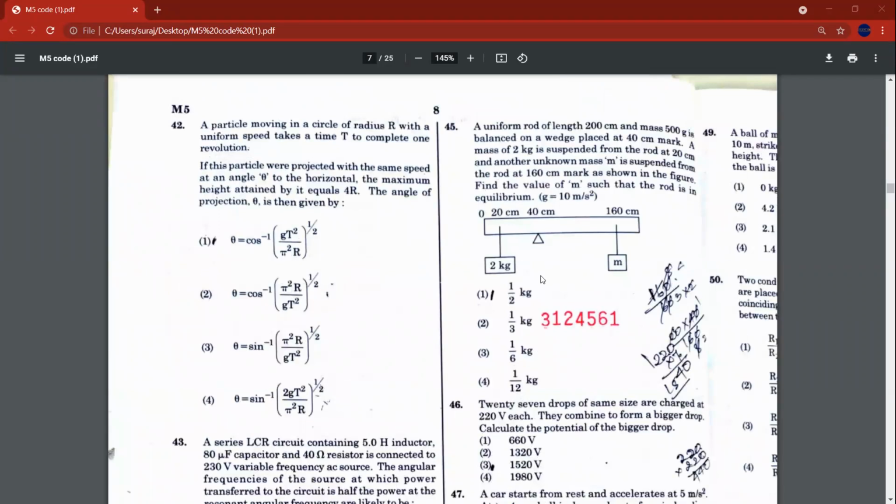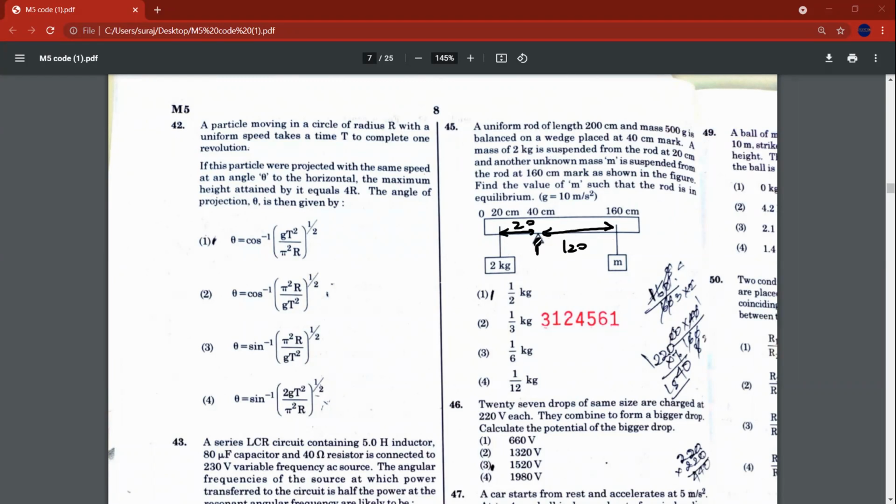Question number 45. 45 is actually a nice question. You need to balance the torque. Uniform rod of length 200 centimeter and mass 500 gram is balanced. This is given 40, this is 20, this is 20 now. This is 160, that means this is 120. Till here it is 40.